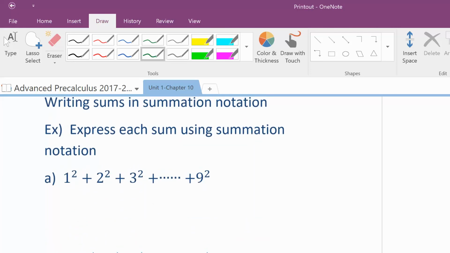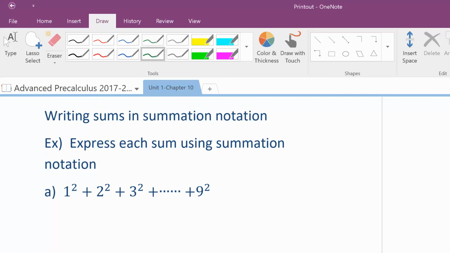The last thing we're going to do with that is we're going to go backwards. So here we have a list of terms that we're adding, and we're going to write it in summation notation. Well, we're going to start with 1, because if you notice there's a pattern. All the numbers 1, 2, 3, up to 9 are squared. So I know the last number is 9, and I'm taking whatever number I put in, so I'll put an I, and I'm squaring it.